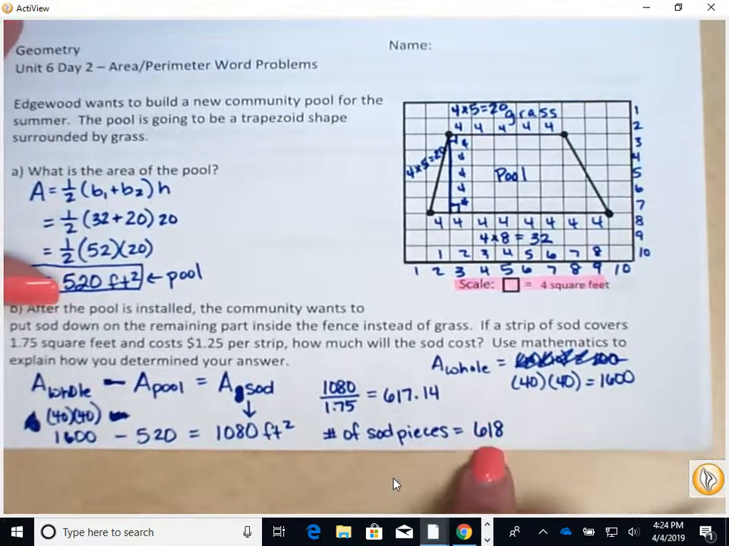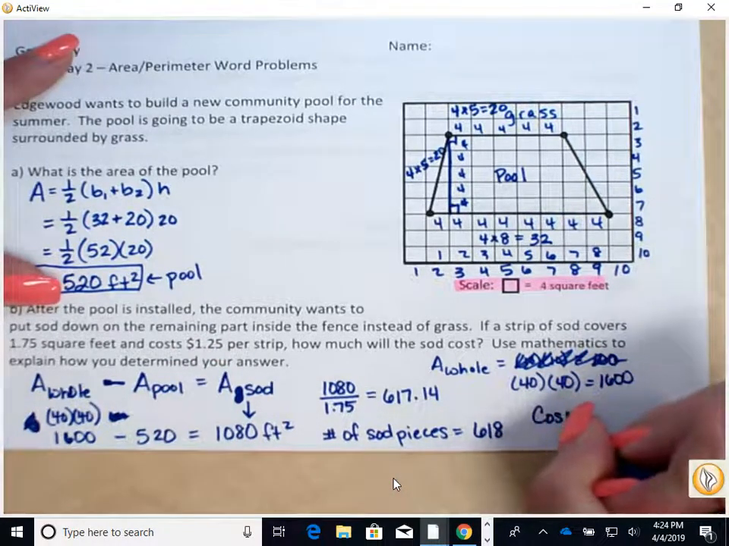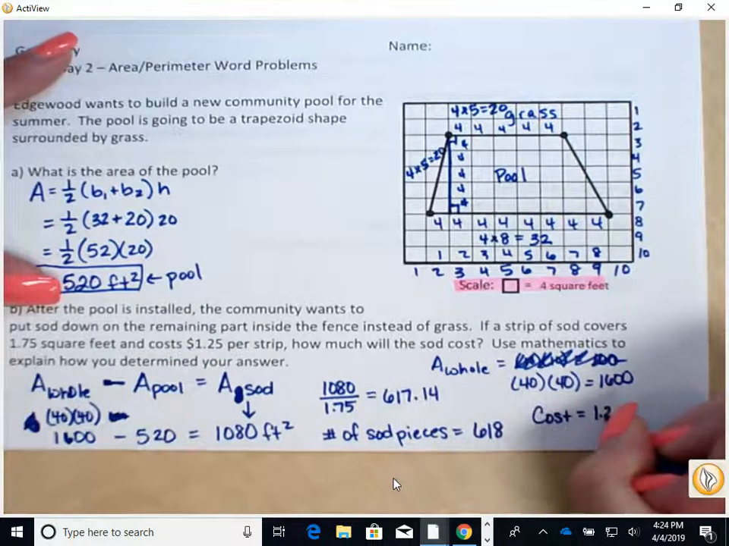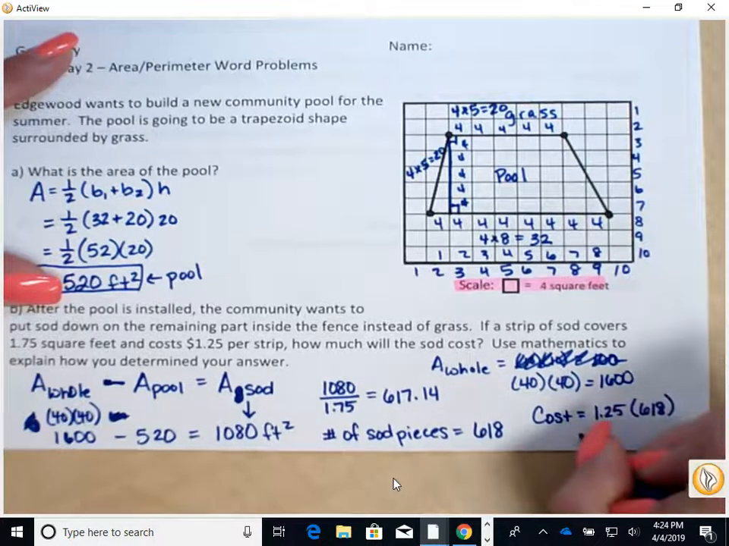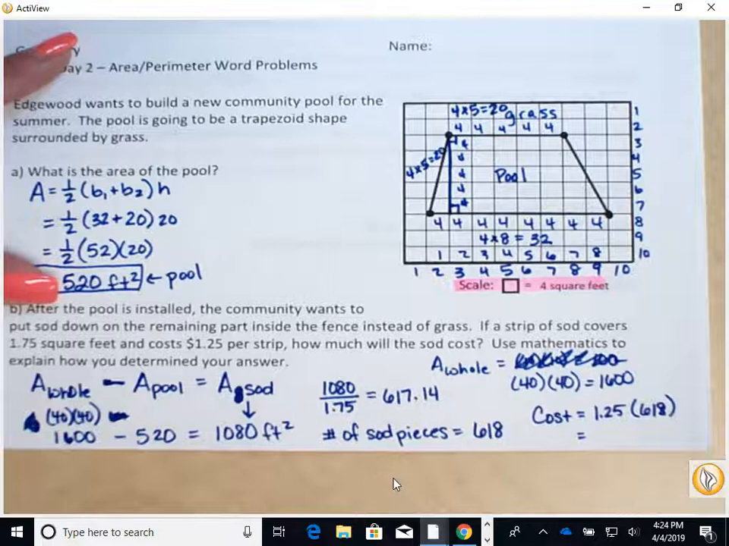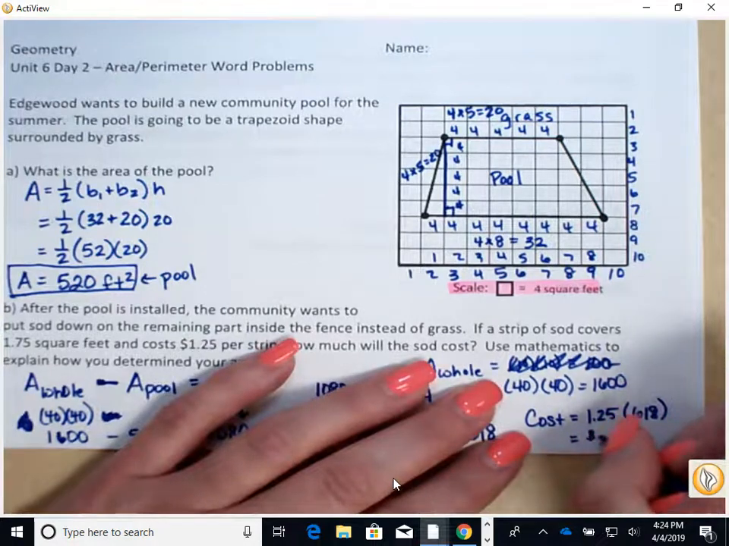Now that I know how many sod I need, I know how much they cost for each one. So the cost is going to be $1.25 times how many pieces I need, 618. So 1.25 times 618 gives me $772.50.